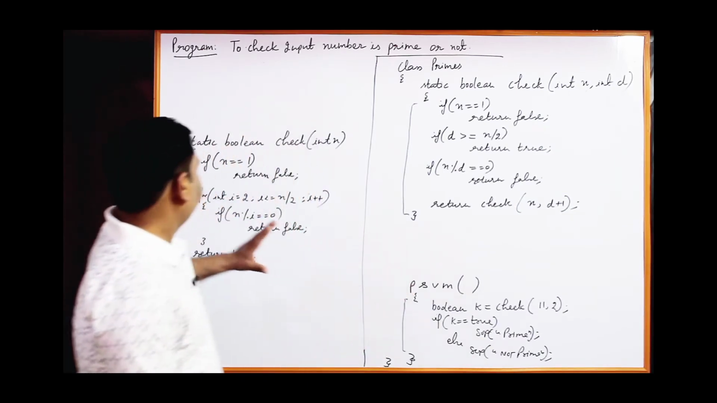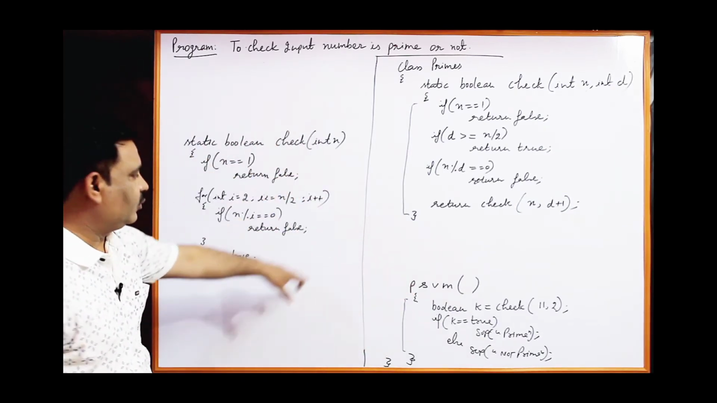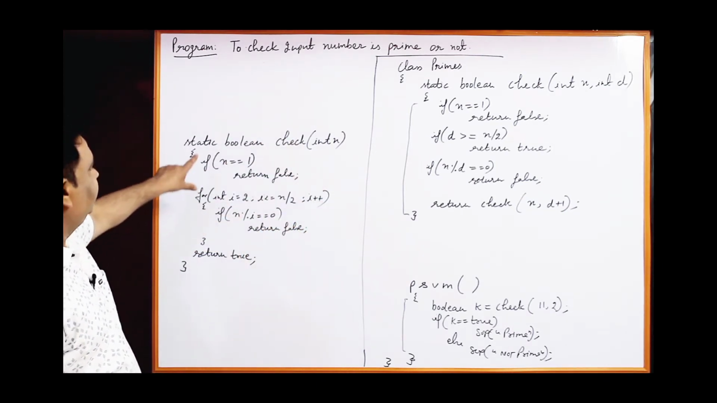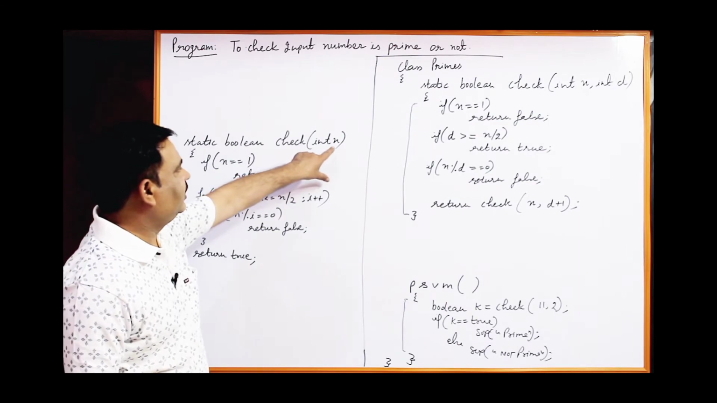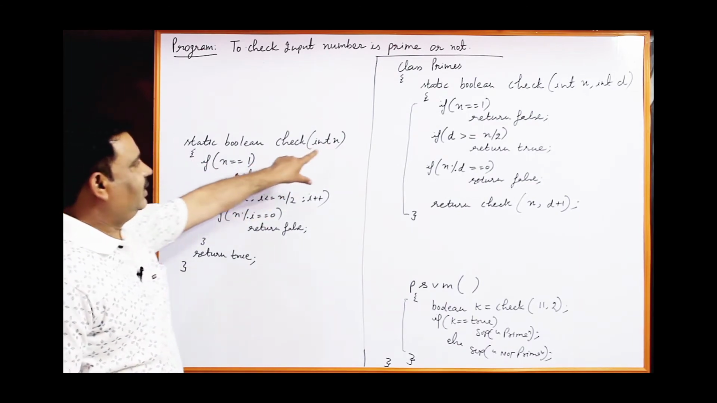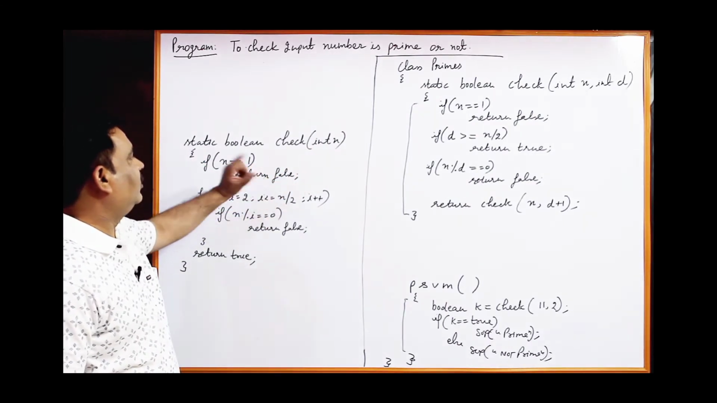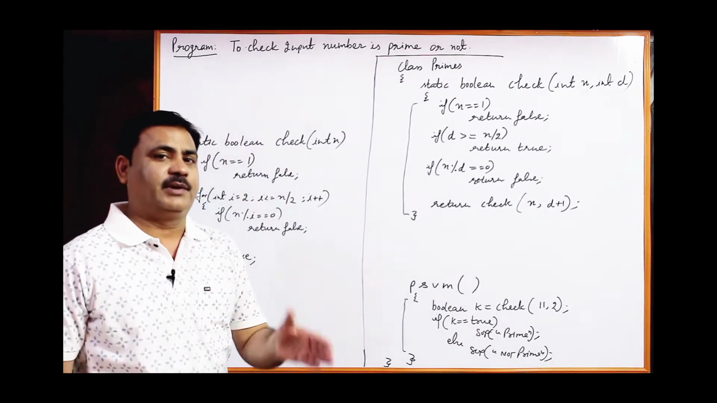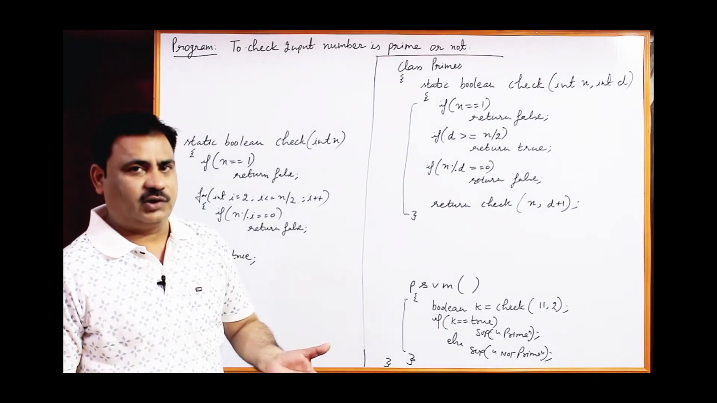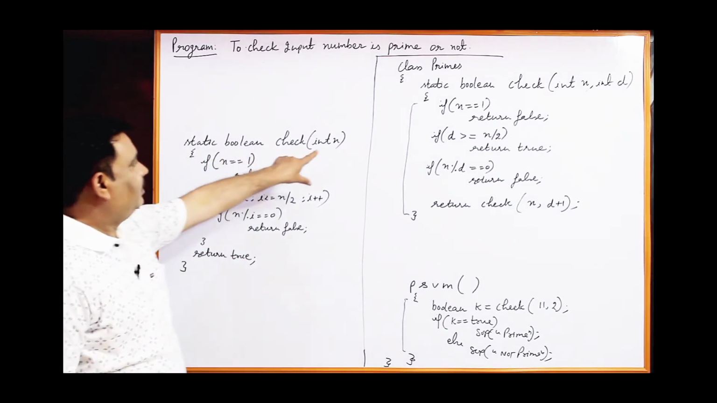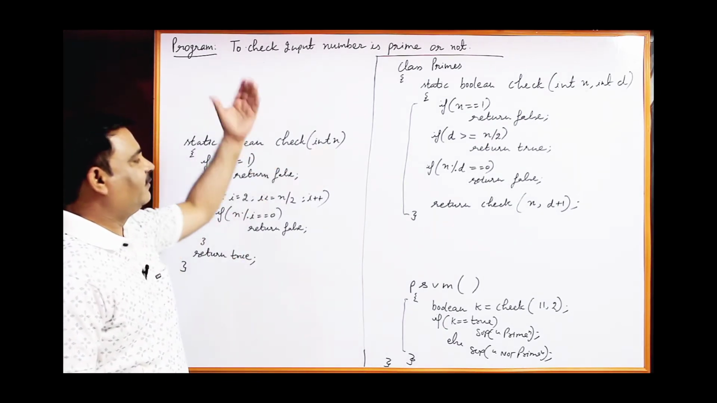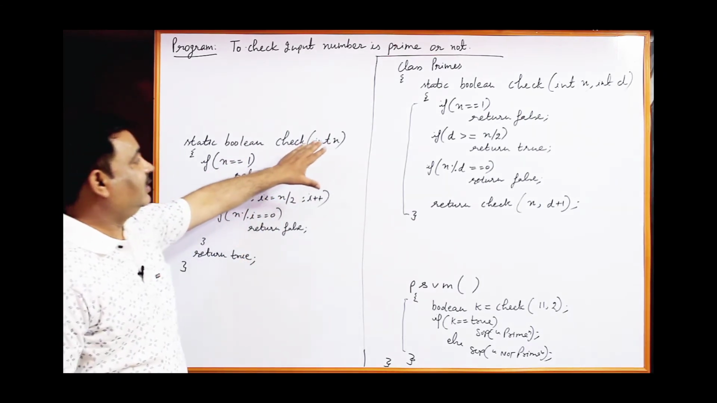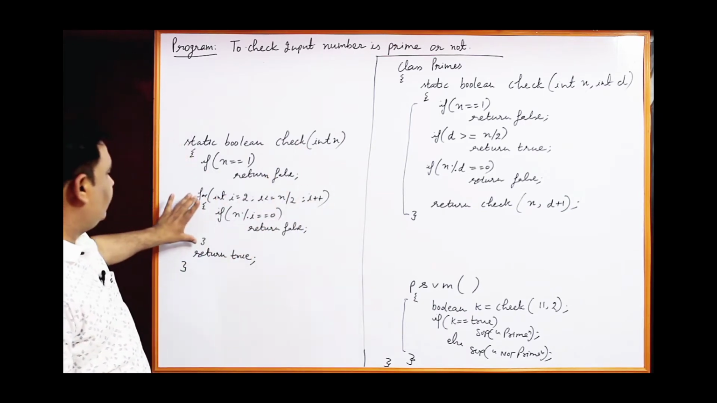See here, this is the non-recursive program. Just for the sake of revision, static boolean check is the function, and n is any number. The return type is boolean. We will return true if the number is prime, otherwise false if it is not prime. If the number is 1, we will return false because 1 is not a prime number. But if it is other than 1, then this loop will execute.